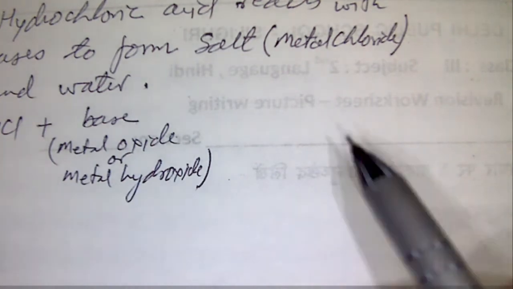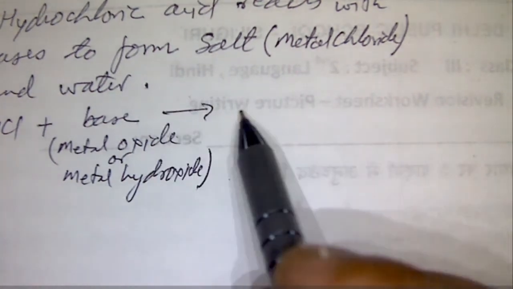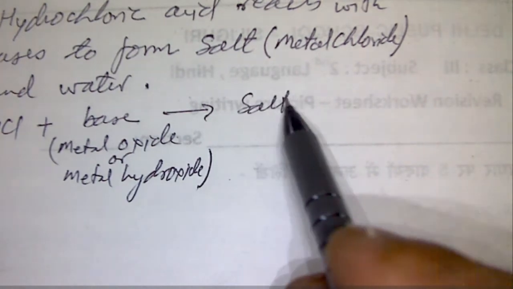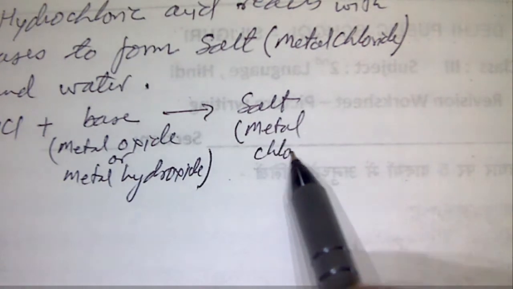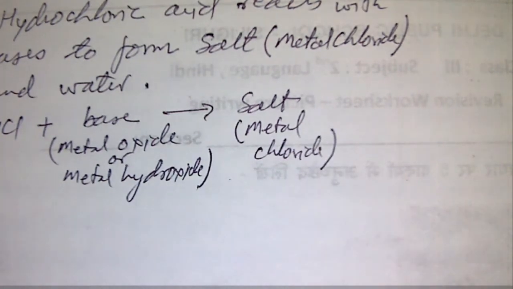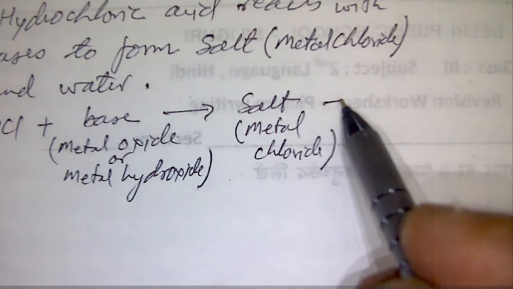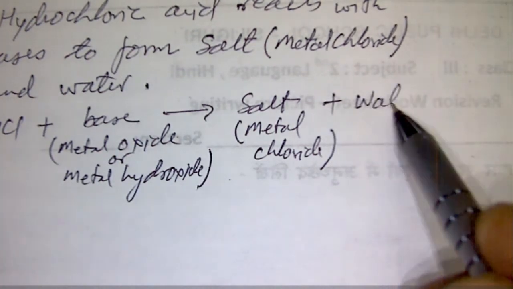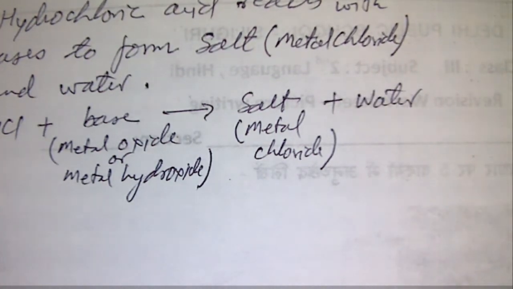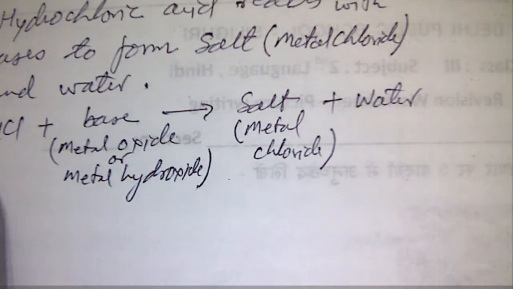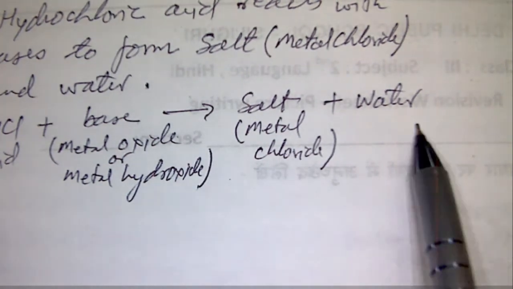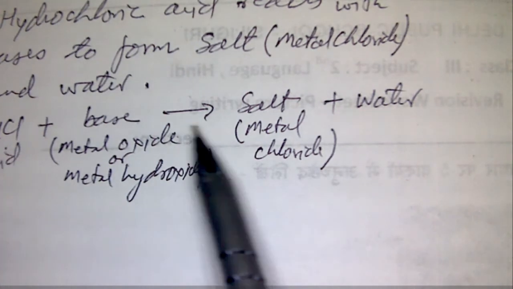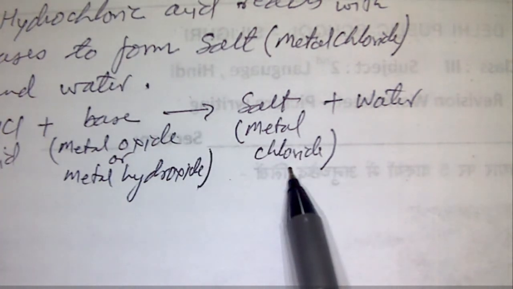So hydrochloric acid reacts with the base. What will it form? Salt, and this salt is always metal chloride. Has to be here. And along with this, you'll get water. So hydrochloric acid, this is your acid, remember that. So it is reacting with the base. So acid reacts with the base, it will form salt and water. Since the acid is fixed, a salt will be metal chloride, that is also fixed.